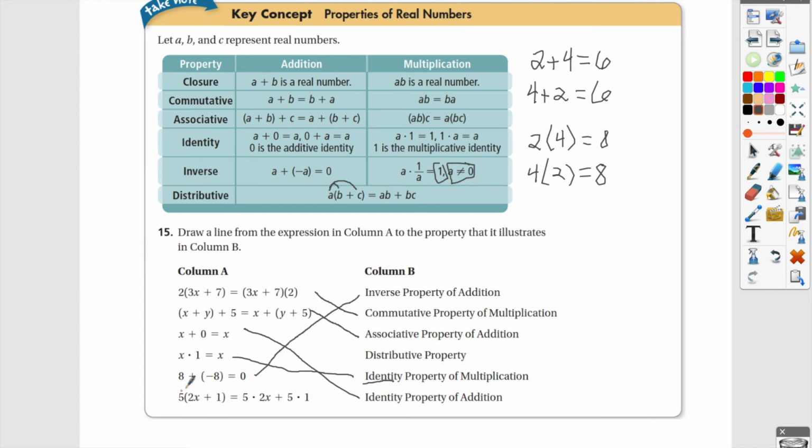And then you have 5 times 2x plus 1 is equal to 5 times 2x plus 5 times 1. In other words, they multiplied those two, plus 5 times 1, which again, they multiplied it out. Now that is a drawn out version of what we see right here, but this is still the distributive property, which is the final thing that we have.